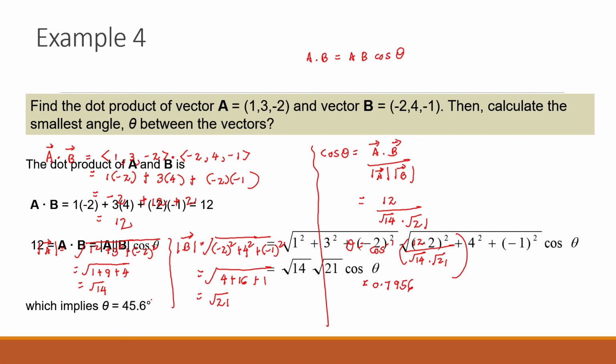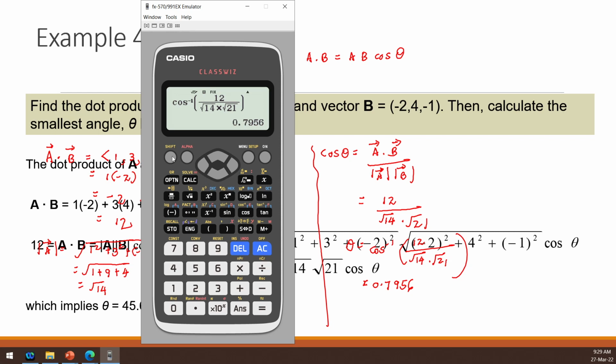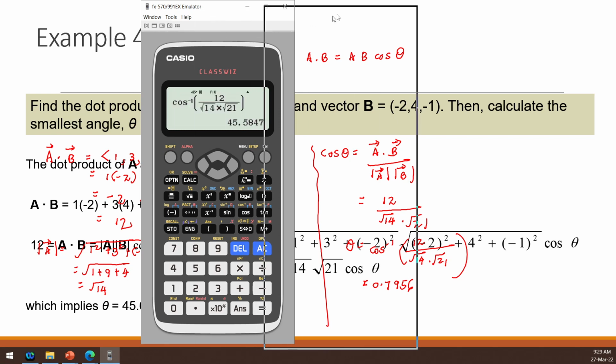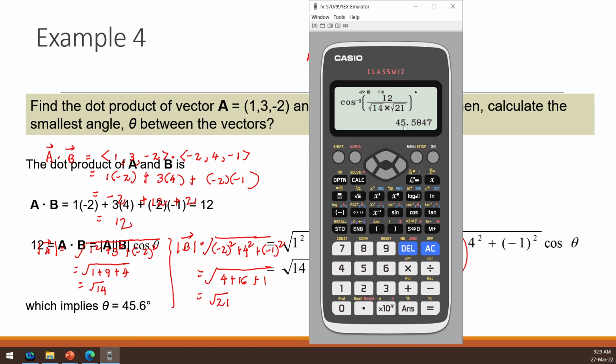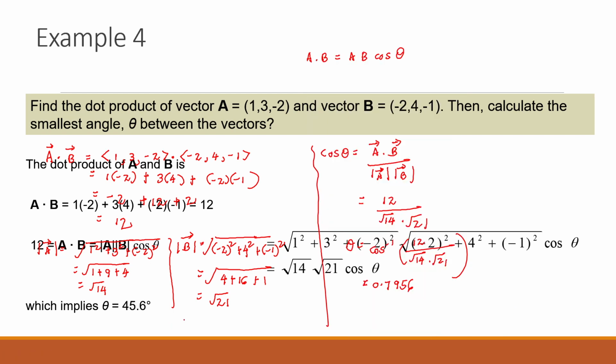If you want the answer in degrees, then it is 45.6 degrees. If I put it in radian, again it is 0.7956 radian. So if it is degree, make sure you have the degree symbol here.